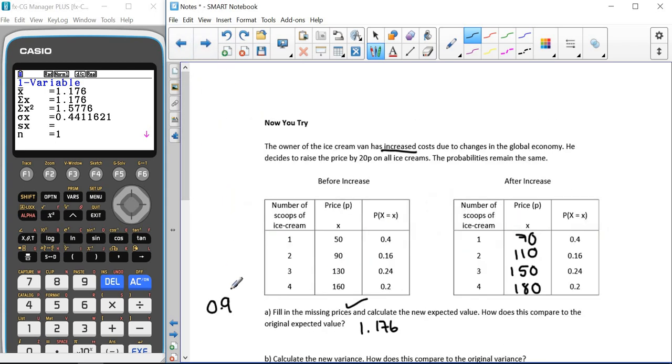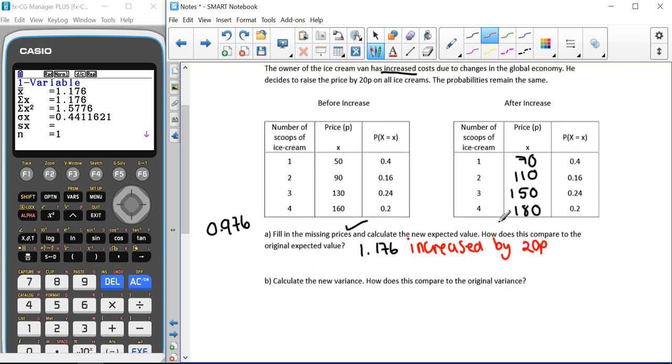Remember, our original mean was 0.976. So we can see that it has increased by 20p. So when we increase the mean or decrease the mean, it increases or decreases by that amount. Let's have a double check of the variance.